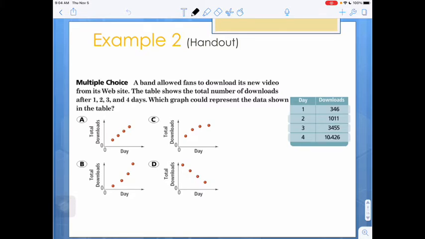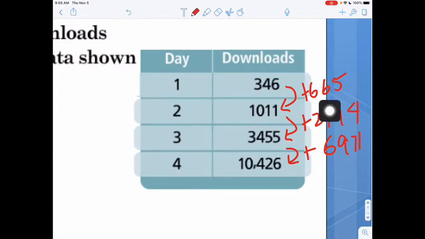So our first step is to look over here at this table and then try to match that to one of these 4 graphs. If we zoom in on the table, from day 1 to day 2, you can clearly see there's an increase, but let's look at exactly how much the downloads increased. On day 1, there were 346. Day 2, we got up to 1,011. That's a difference of 665 more.